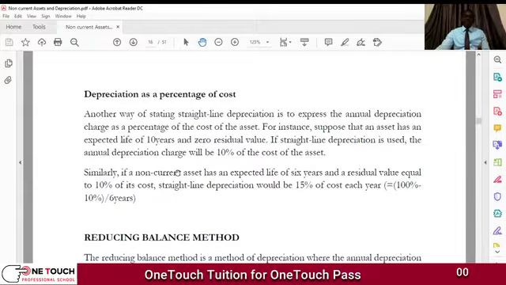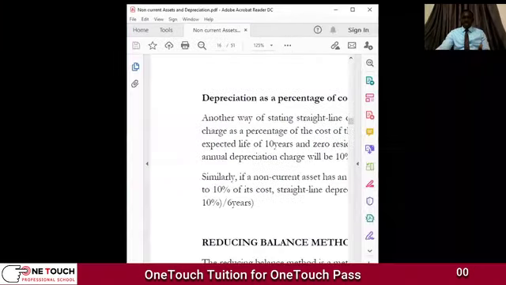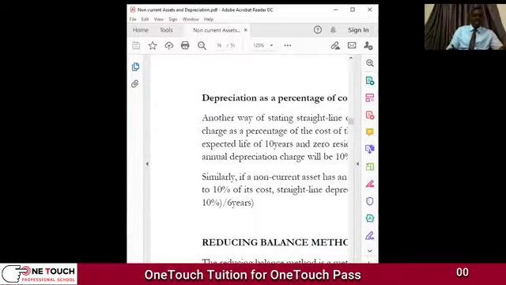So there are instances where under the straight line method of depreciation, they may give you the rates of depreciation as opposed to the number of years. Again, when you are given the rates, you can still convert the rates into years. Good. So let's look at something here.